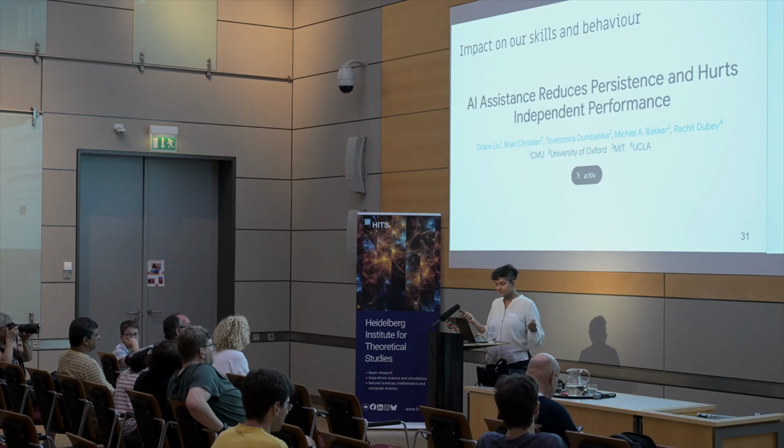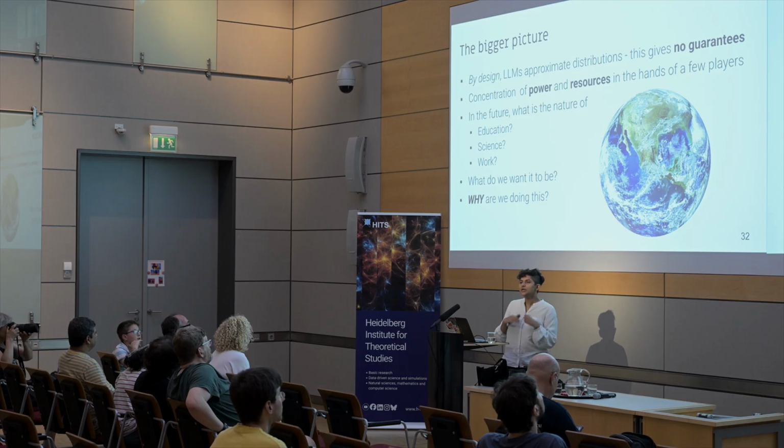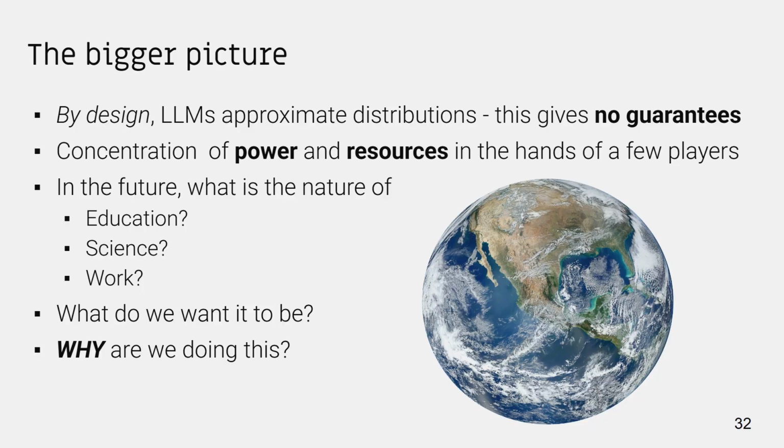But as I mentioned, I wanted to talk about some bigger picture questions that this raises. So for me, I think the overarching question can be summed up as: what sort of world do we live in versus what sort of world do we want to live in, and how do we get there? At the moment, large language models approximate distributions of language. So this doesn't give us any guarantees. As I said, this is why we get things like hallucinations. This is by design.